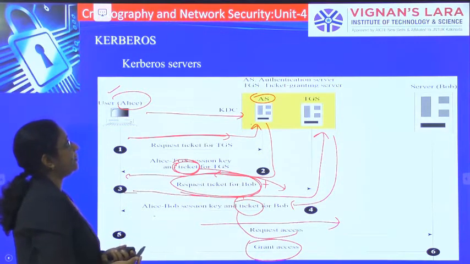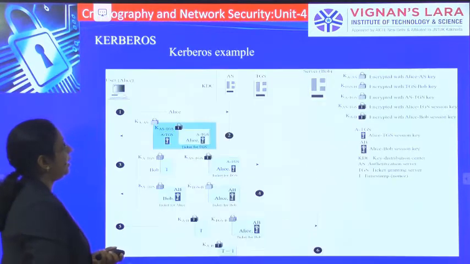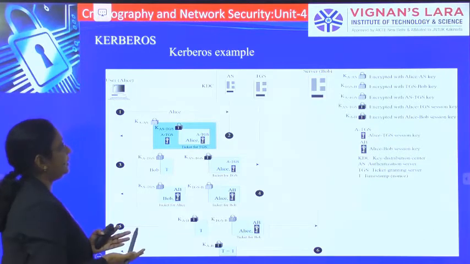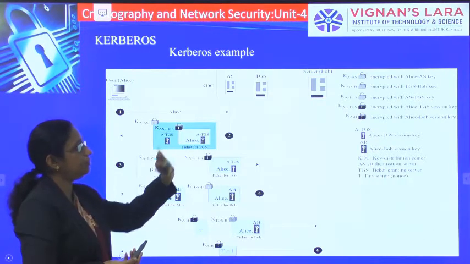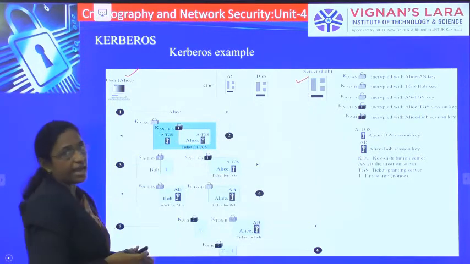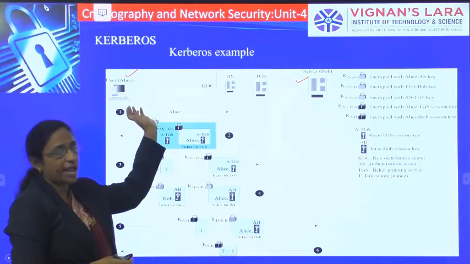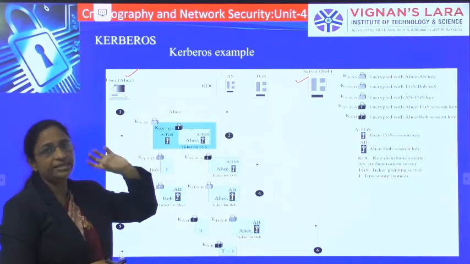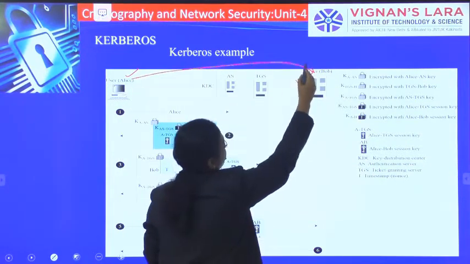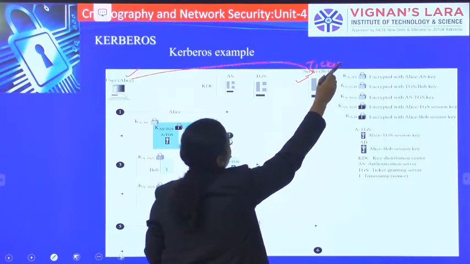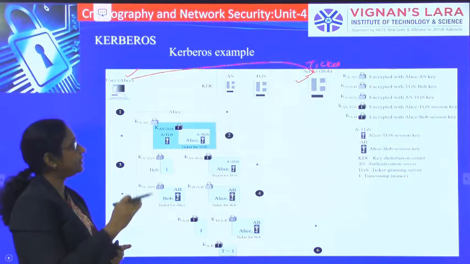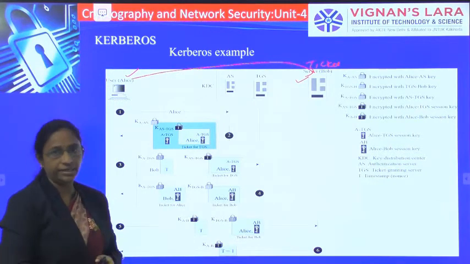Okay, so that is about the Kerberos servers. And this is one simple example. Here, Alice wants to communicate with this server. To access that server, Alice requires a ticket. Alice has to submit a ticket to the server. The server will verify the ticket. If the ticket is okay, then Alice is allowed to access that server.